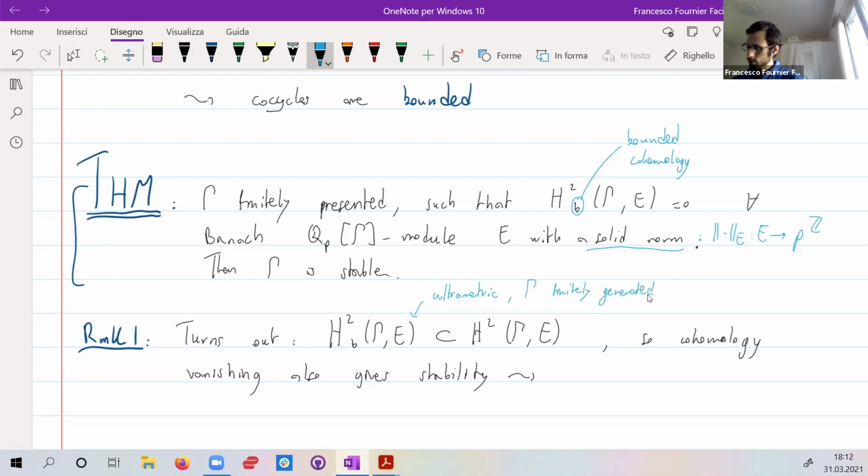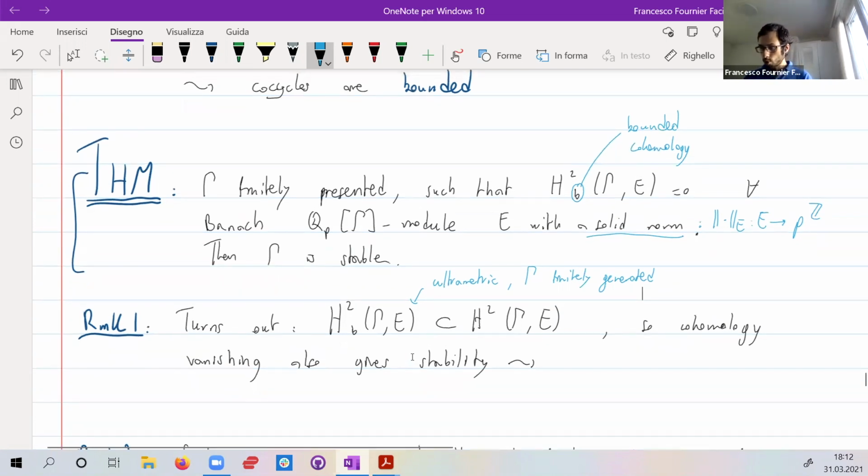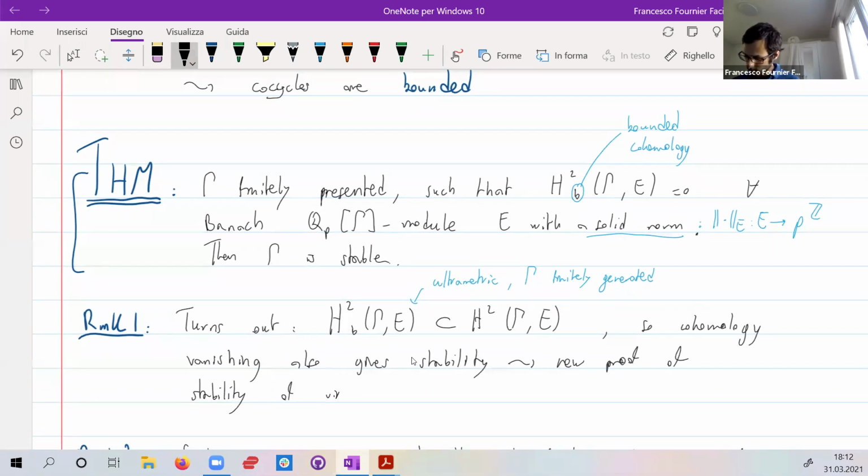So yes, bounded cohomology is very well developed over the reals, and I put out a paper in November doing part of the theory over non-Archimedean fields, and it is a general result that for topological groups, if they're compactly generated, then second bounded cohomology embeds in cohomology. And so this is a very special feature of non-Archimedean fields. So cohomology vanishing also gives stability, which gives you a new proof of stability of virtually free groups.